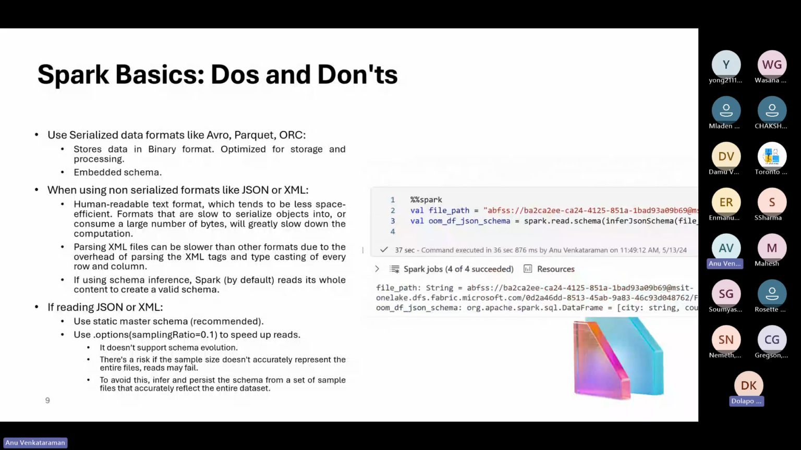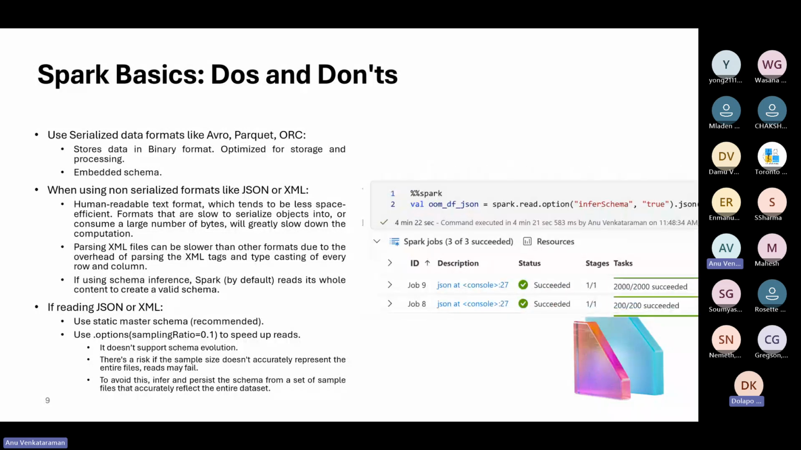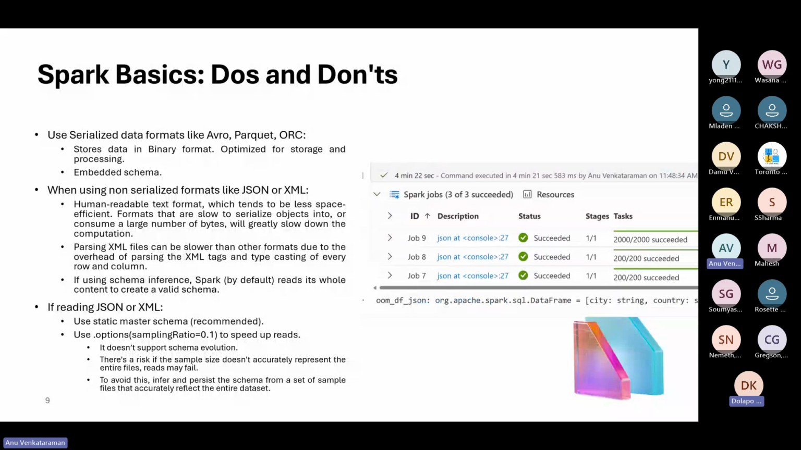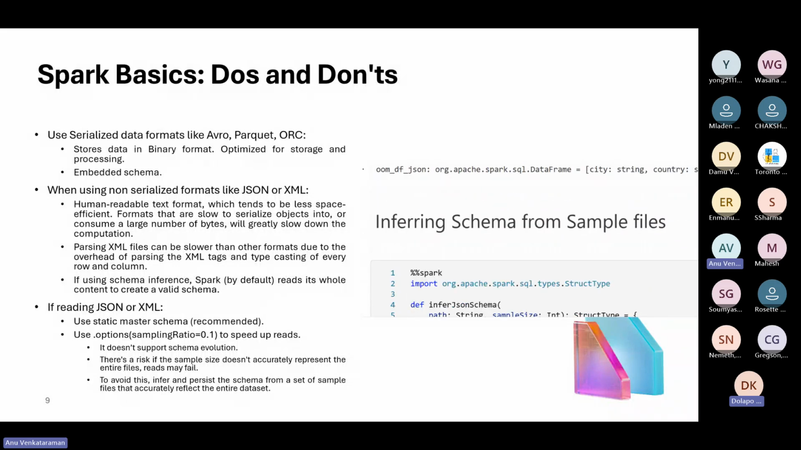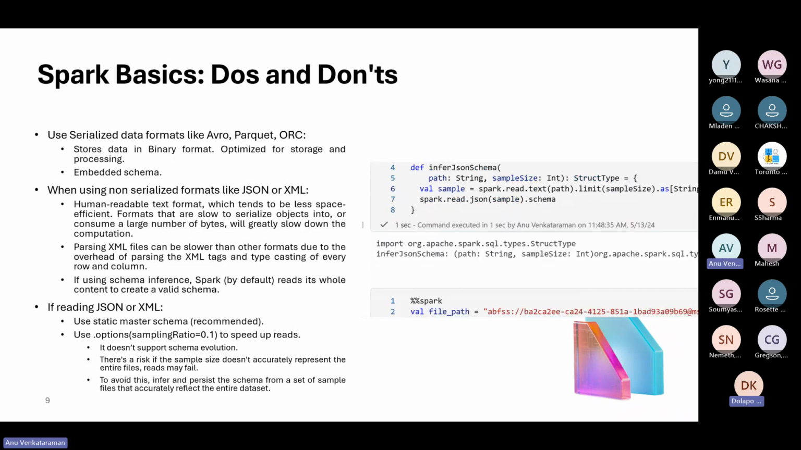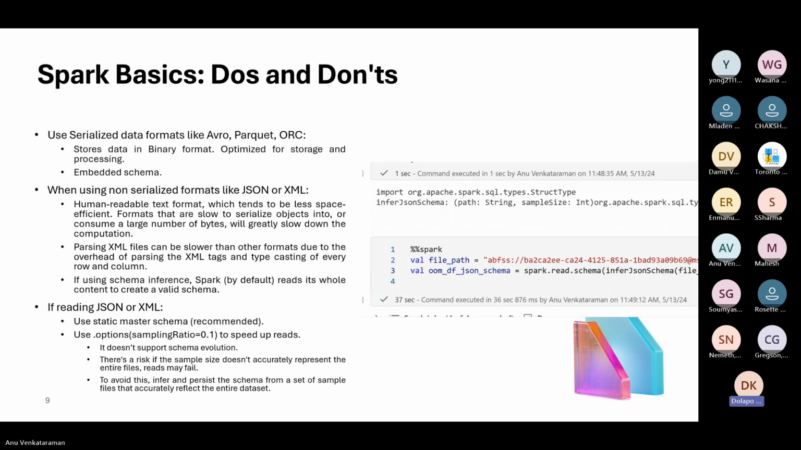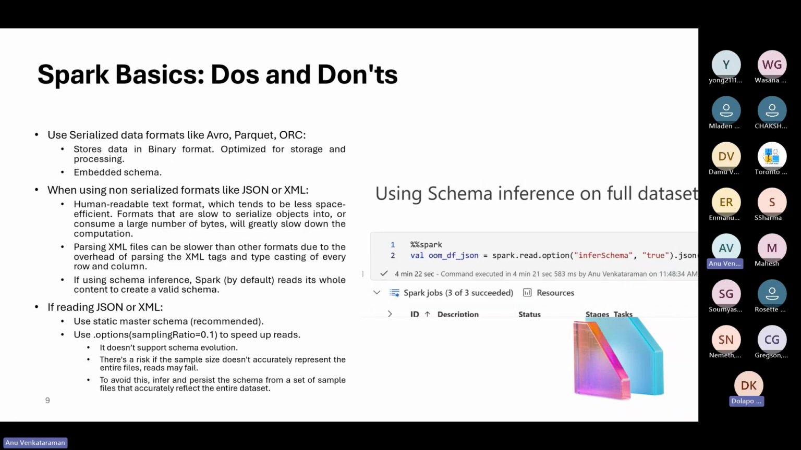You will store the data in human readable text format, which tends to be less space efficient. Since these files don't have embedded schema in them, Spark has to infer the schema by parsing all the tags, and it has to typecast for each row, each column. And this is a compute intensive operation. And the only way it can infer schema is it has to read the whole content and create a valid schema.